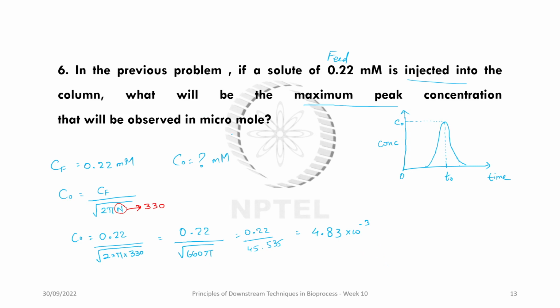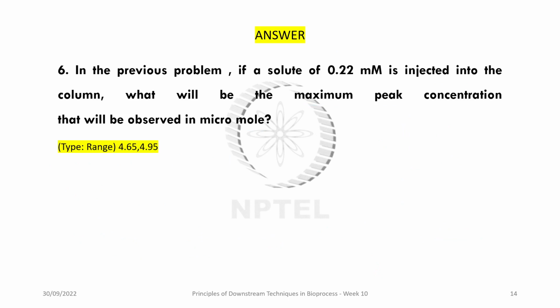So let's check the answer. Oh, they've asked in micromoles, correct? We started with millimoles. Oh, I've made a mistake here. So this is micro, correct? Millimoles already has a 10 power minus 3. So that 3 and this 3 together will give you 10 power minus 6, which is in micromoles. So directly I can take it as 4.83 micromoles. Yes or no? Correct? Cool. We fall within the range. So our answer is 4.83 micromoles.